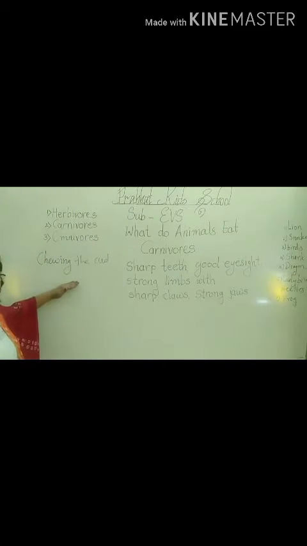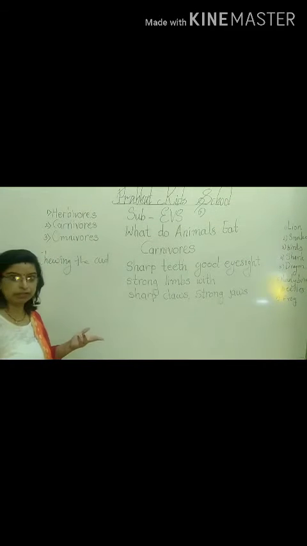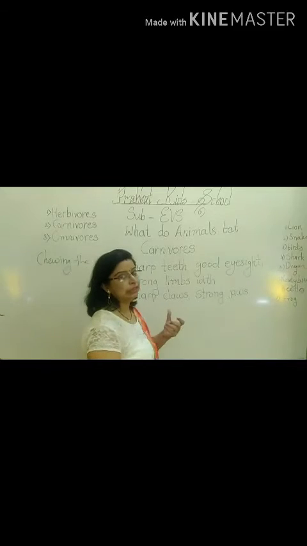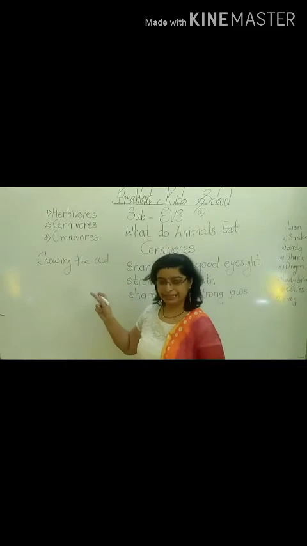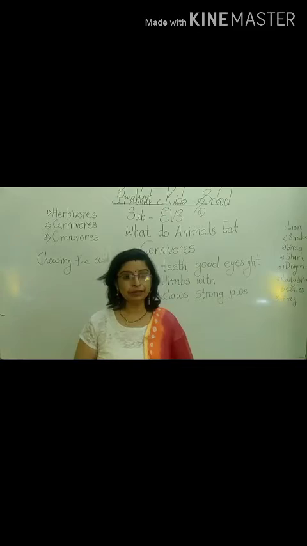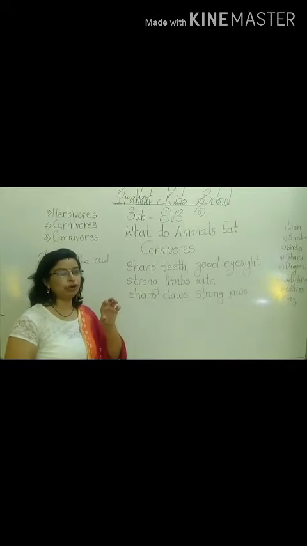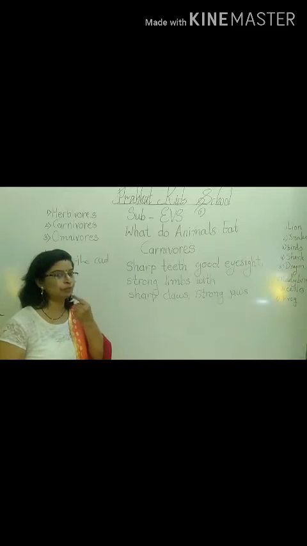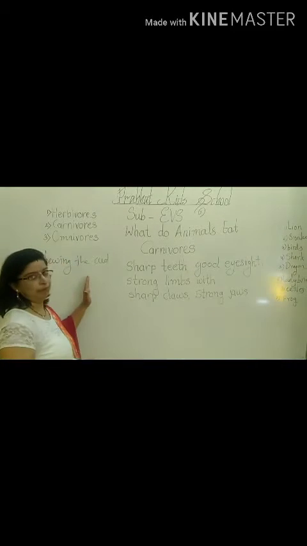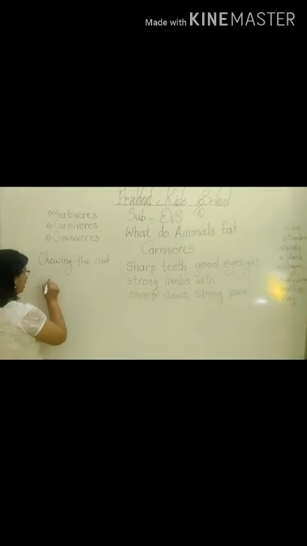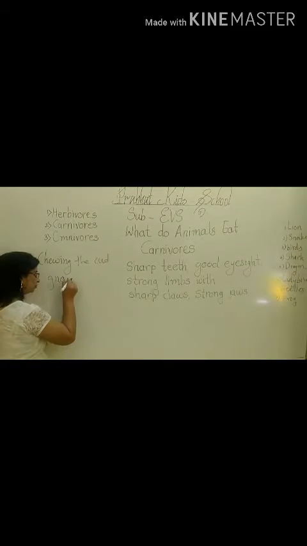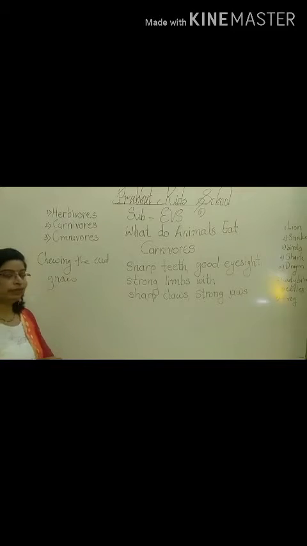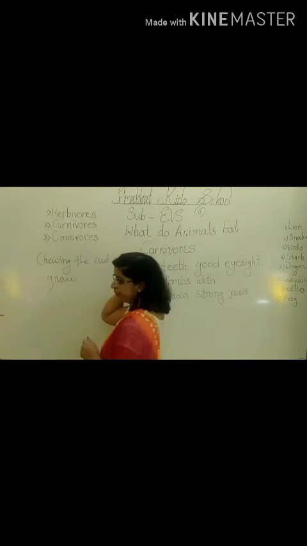Now another one, rabbit and squirrel. They also eat nuts or vegetables. So they chew or cut their food repeatedly with the help of their front teeth. Their front teeth are very sharp and this process is known as gnawing. Yes, this we discussed in the previous period.